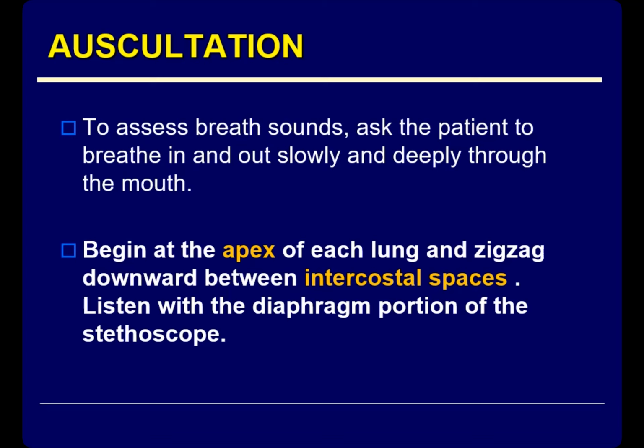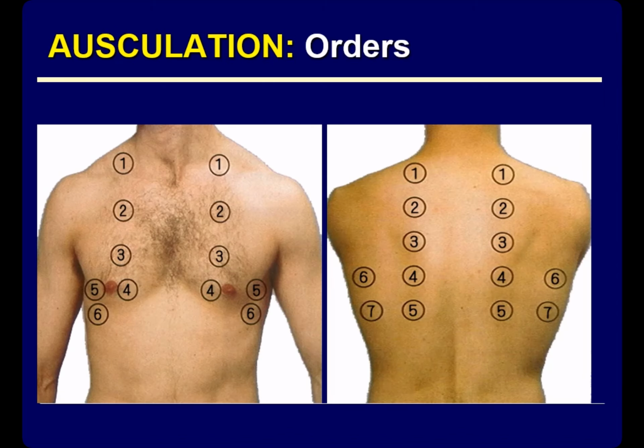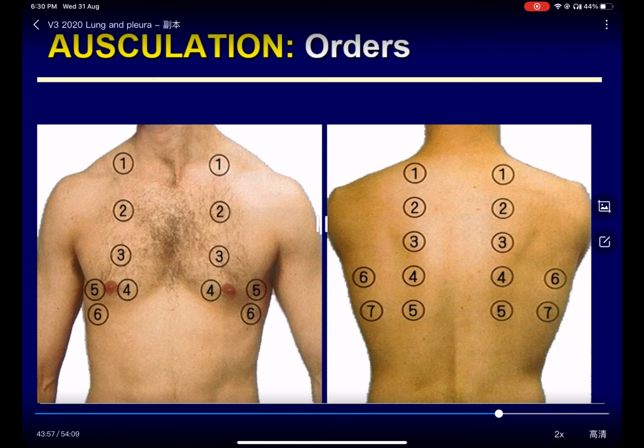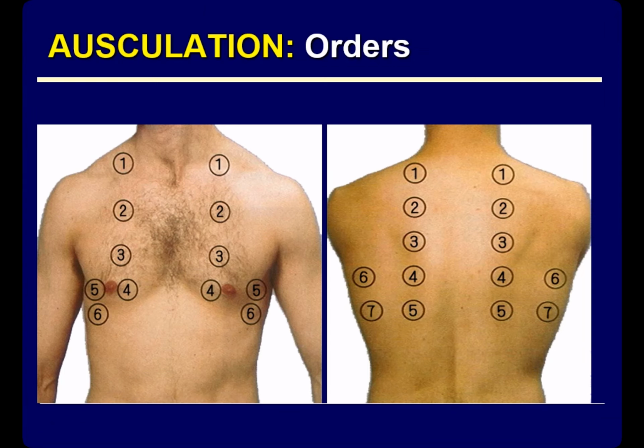It is not suggested to begin at the apex of each line and zigzag downward between intercostal spaces. Listen with the diaphragm portion of the stethoscope. The order of auscultation is usually from up to down and from anterior to posterior. When the posterior thorax is examined, the patient's arms should be crossed anteriorly to move the scapulae laterally as much as possible. Comparing one side to the other is a helpful way to identify the patient's normal.